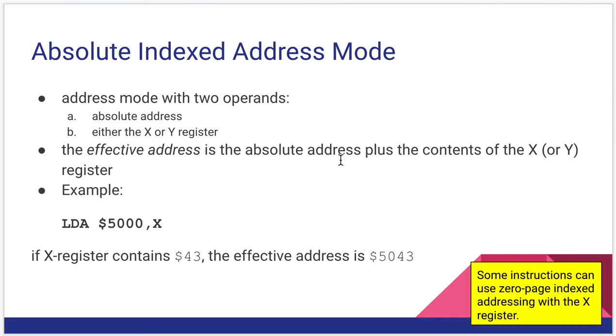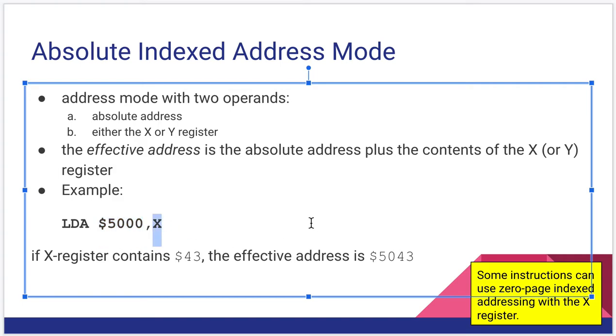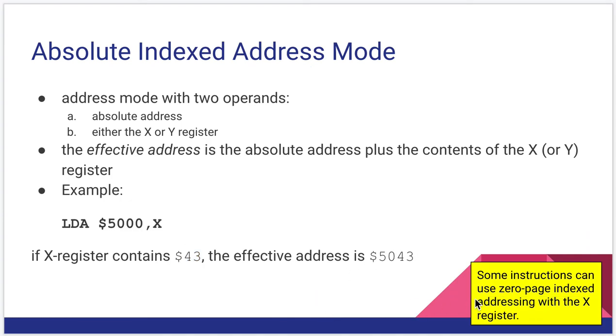So this is an address mode with two operands. The first one is an absolute address, and the second one is either X or Y, for the X or Y register. The effective address that we're dealing with is that absolute address plus the contents of the X or Y register. So for example, here we have load into the accumulator, address 5000, comma X. So if the X register contained the value hex 43, the effective address is the sum of those two things, 5043. It turns out there's also a way to do indexed with the zero page using the X register. Just ignore that. We're not going to deal with that ourselves.